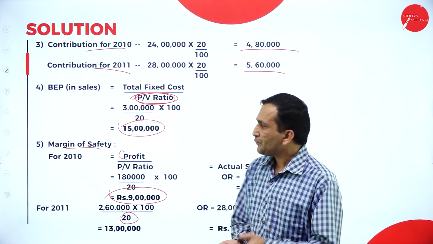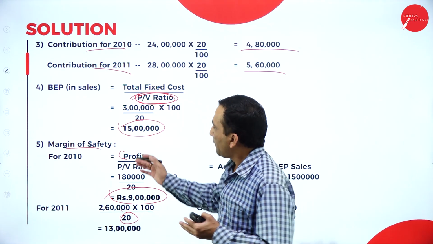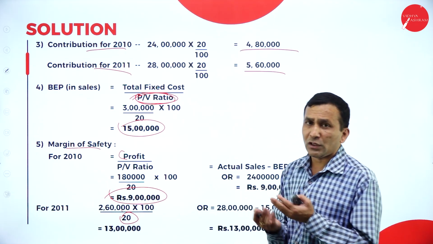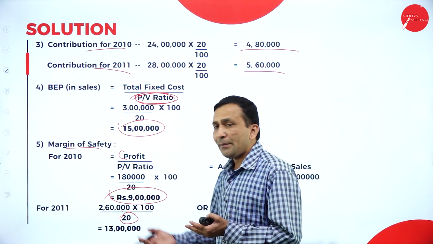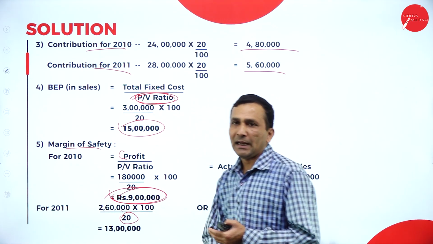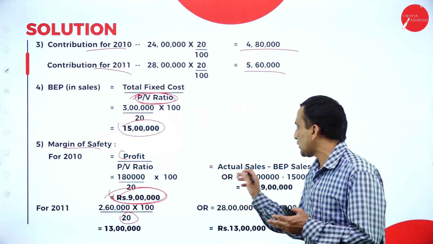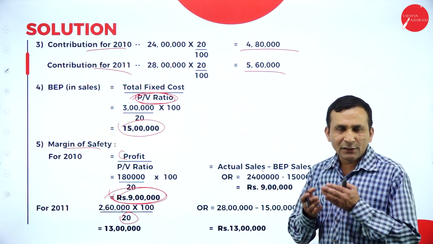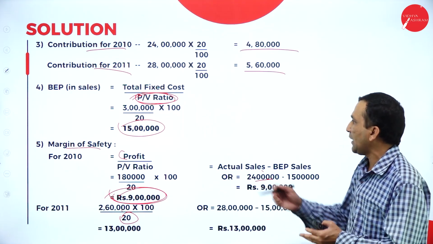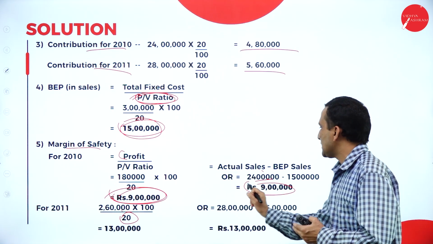Once again, margin of safety, the formula is very simple: profit divided by PV ratio. Profit for 2010 is 1,80,000, divided by 20 into 100, because we are considering the PV ratio. So finally we are getting 9 lakhs. Again, one more formula to find the BEP in sales. Actual sales we know in 2010 are 24 lakhs. The BEP sales we got is 9 lakhs. If you subtract, the difference we are getting is 15 lakhs. So finally the same answer we are getting.